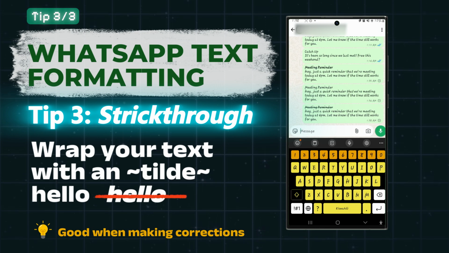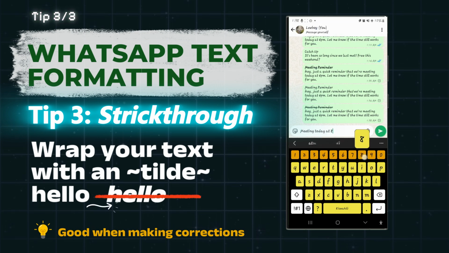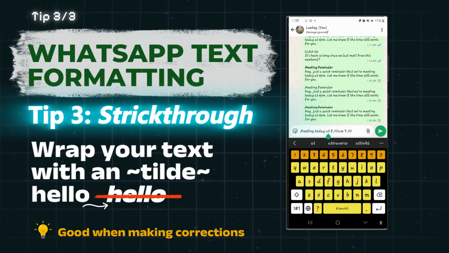Example, when you tell somebody, "Meeting today at 8 a.m.," then you correct yourself, let me say the meeting is at 9. So you can cross out 8 using the strikethrough, so that he knows it's not at 8 but at 9 a.m. So that's all about WhatsApp text formatting.